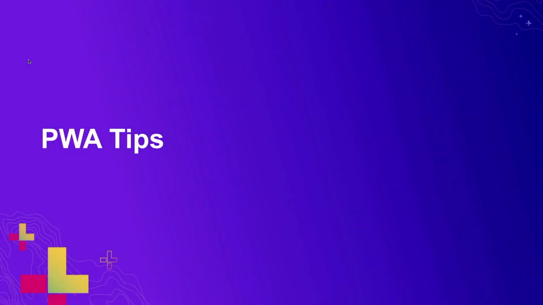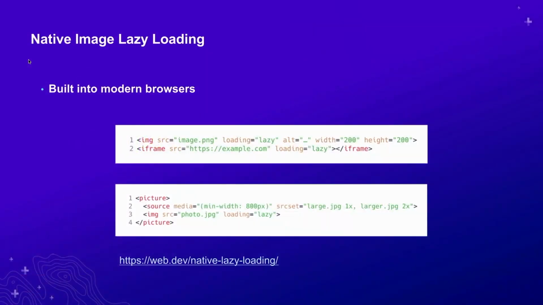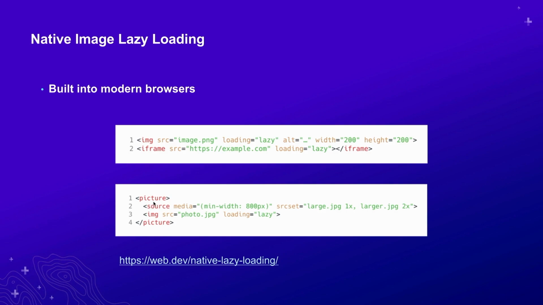All right, here are some progressive web app tips, things that you should know about. Native image lazy loading. So this is something that's somewhat recent with browsers. It's built into modern browsers. One of the things you can do is you can specify this loading lazy attribute on your images, and that means that image is going to go ahead and get lazy loaded. You can go in and wrap that in a picture tag, and when it's wrapped in the picture tag, you can provide the source with some media queries, and then the image tag in here.